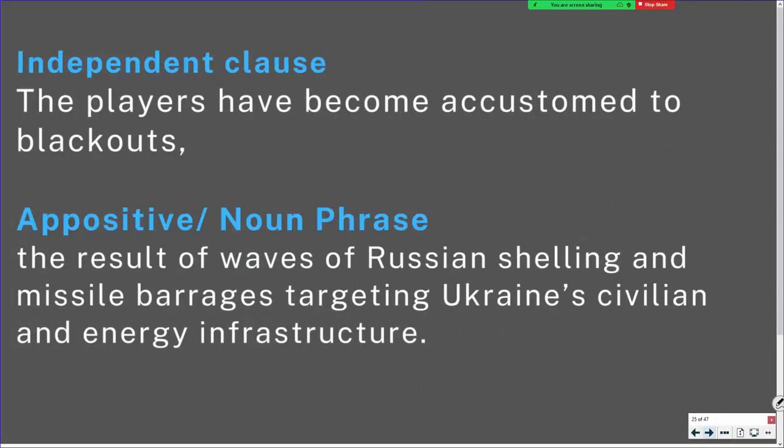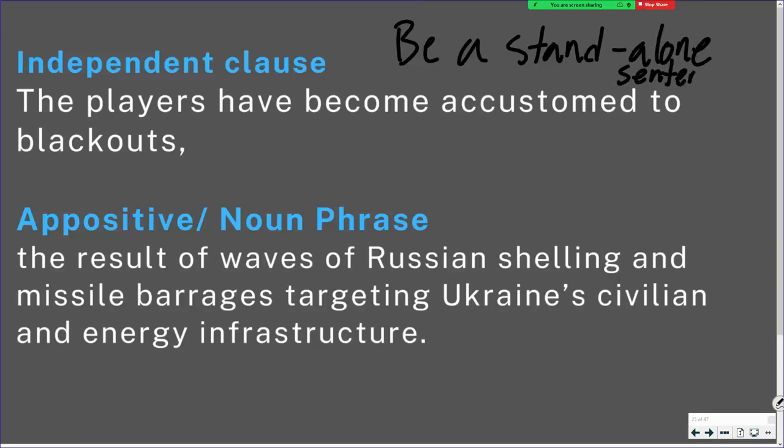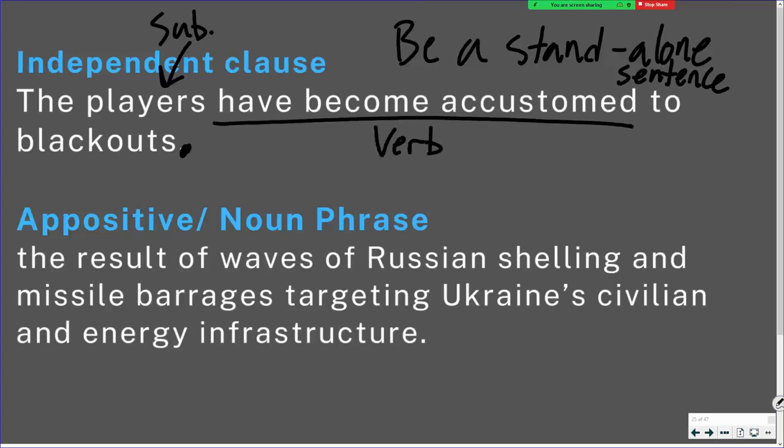The players have become accustomed to blackouts, the result of waves of Russian shelling and missile barrages targeting Ukraine's civilian energy infrastructure. So again, this is an independent clause. This can be what we call a standalone sentence. I could put a period right here: The players have become accustomed to blackouts. We've got a subject, the players, and have become accustomed. That's a verb phrase.